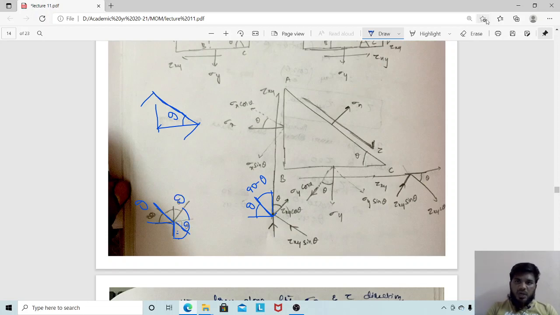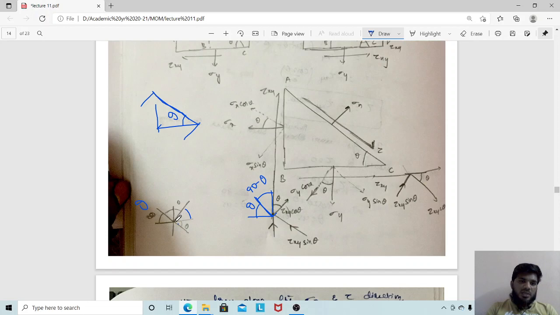I will try to draw again. Try to understand this cleanly. If you are not able to understand, you can comment me or ask me separately. I will try to explain to you. So this is my theta. This is my theta vertically opposite. So this is totally 90. So obviously this is 90 minus theta.